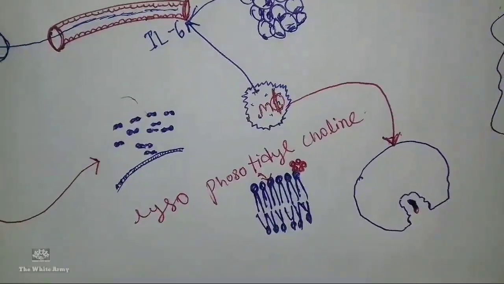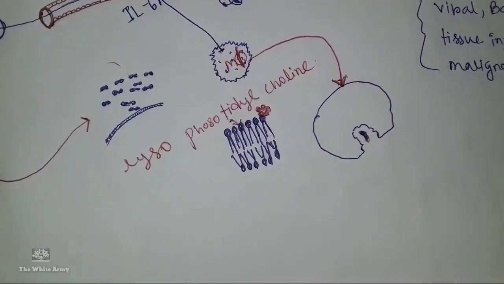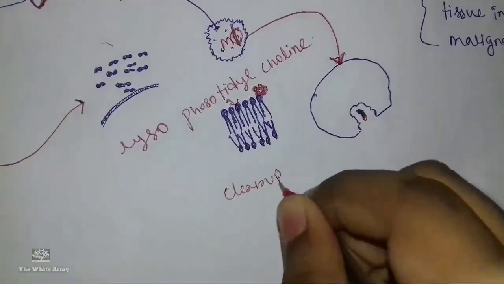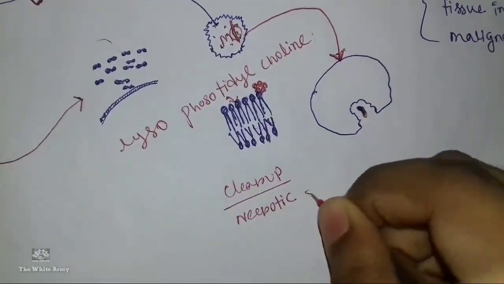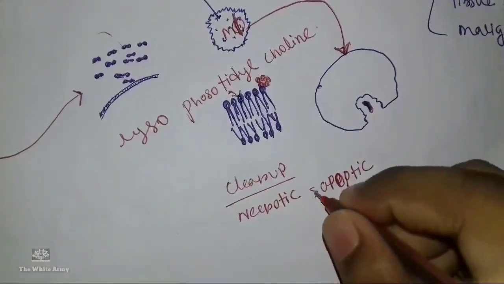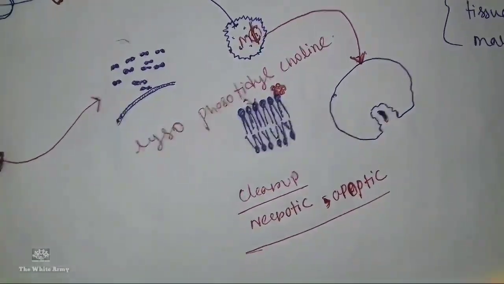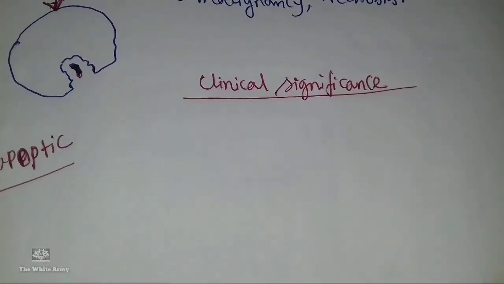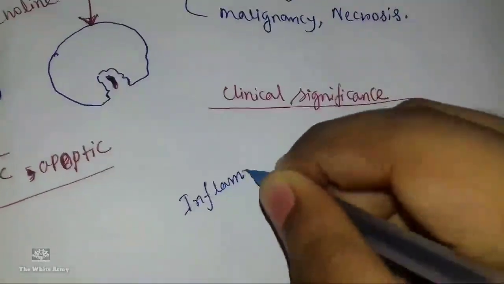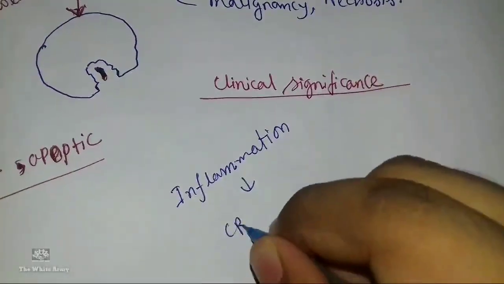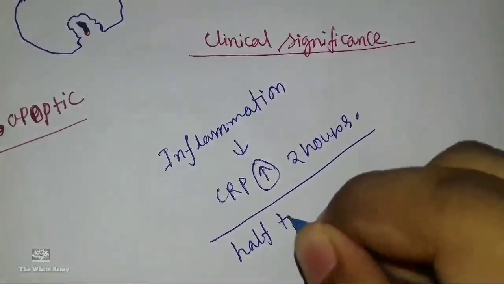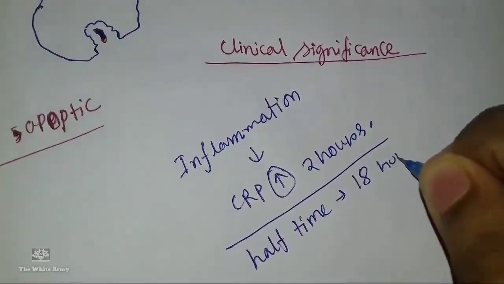So basically we can say that this C-reactive protein helps us to clear up the necrotic and apoptotic materials from the body. So now, what is the clinical significance of the CRP? At first you have to know that if there is any inflammation in the body, the CRP level rises within 2 hours, and its half-life in our circulation is around 18 hours.